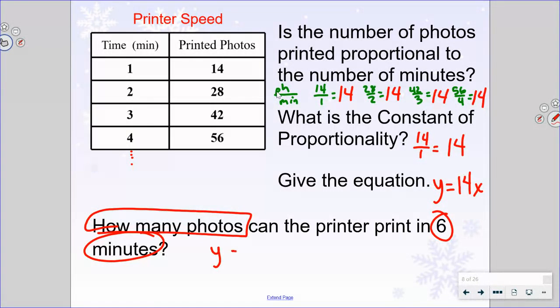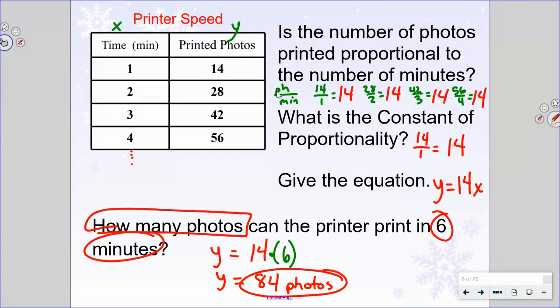in 6 minutes? So if I were to rewrite the equation, wake up, Mr. Callan. y is equal to 14 times x. Where is that 6 going to go? One thing I forgot to mention, I will try to mention it from here on out. Always label your table. Here we know that the number of photos depends on the number of minutes, so we're going to substitute 6 in for x, and then we go ahead and solve that. In this case, there would be 84 photos.